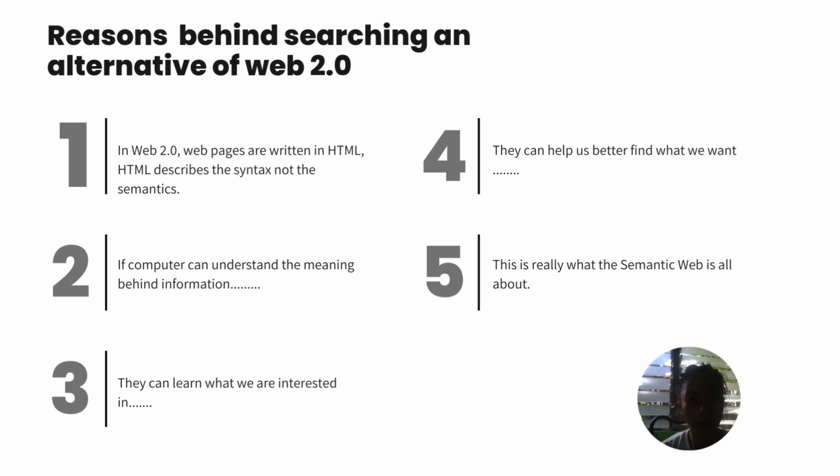Reasons behind searching for an alternative to Web 2.0. In Web 2.0, web pages are written in HTML. HTML describes the syntax, not the semantics. If computers can understand the meaning behind information, they can learn what we are interested in. They can help us better find what we want. This is really what the semantic web is all about.